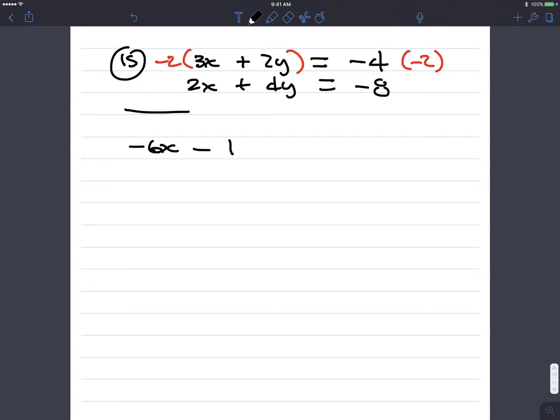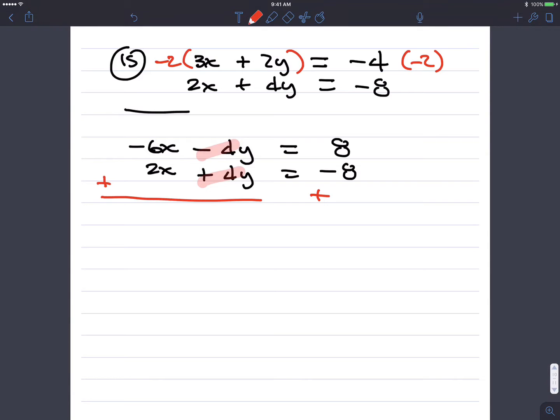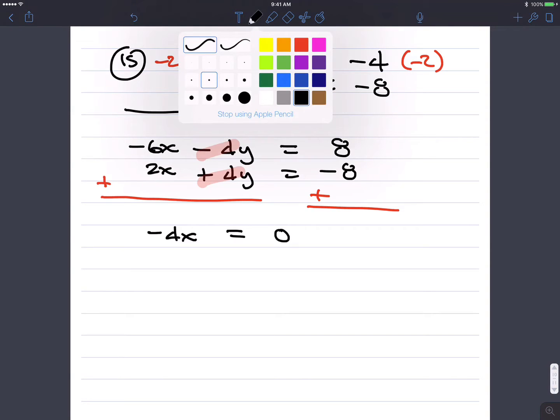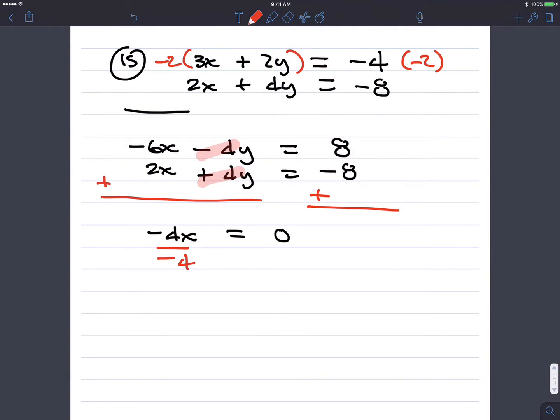Negative 6x minus 4y is positive 8. My second equation stays the same. Notice for the y variable, we have opposite values here. So that with the addition method, when I add the left sides together, we'll have the y variable eliminated. Negative 6x plus 2x is negative 4x. 8 minus 8 is 0. We can solve this equation. Divide both sides by negative 4, and we get x equal to 0.